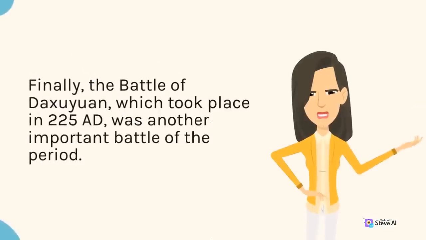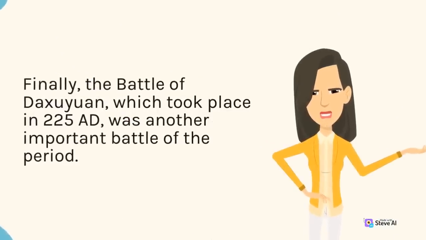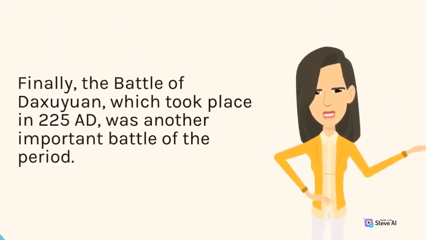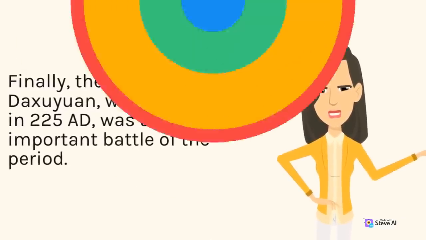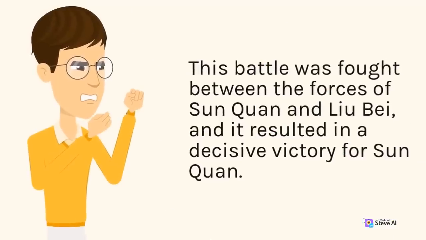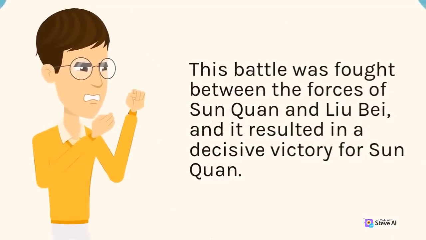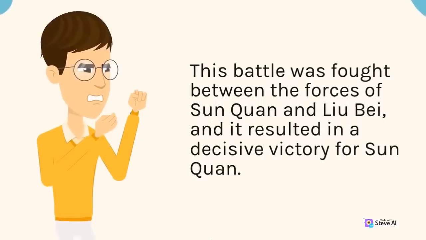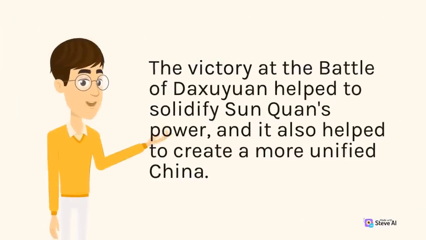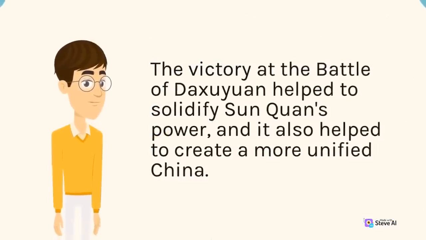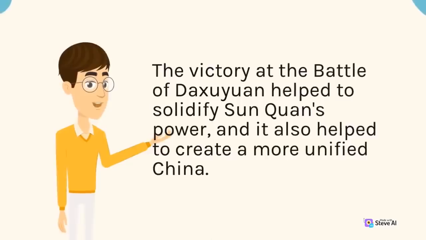Finally, the Battle of Daxuyuan, which took place in 225 AD, was another important battle of the period. This battle was fought between the forces of Sun Quan and Liu Bei, and it resulted in a decisive victory for Sun Quan. The victory at the Battle of Daxuyuan helped to solidify Sun Quan's power, and it also helped to create a more unified China.